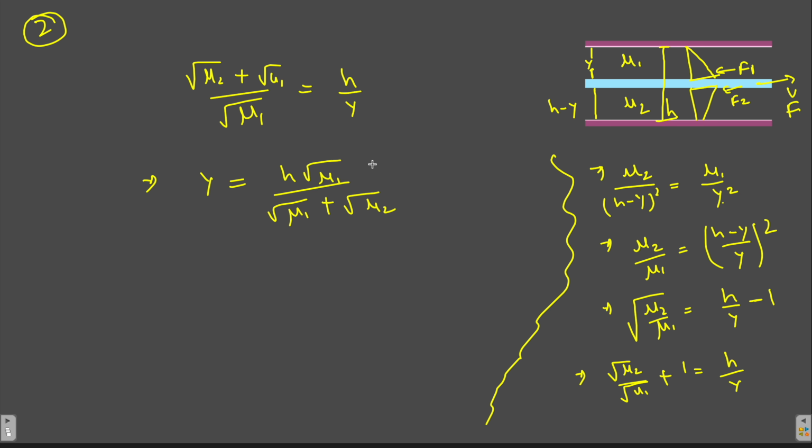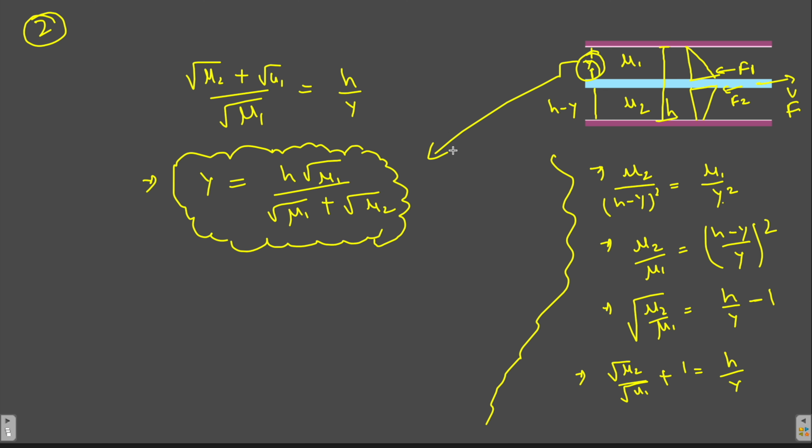So this is the value of y, or the position of the plate, so that the force required to drag the plate is minimum. This is the required answer: under root mu1 into h by under root mu1 plus under root mu2, and this distance is from the top of the plate. That means this is the value of y, the required distance of the plate from the top.